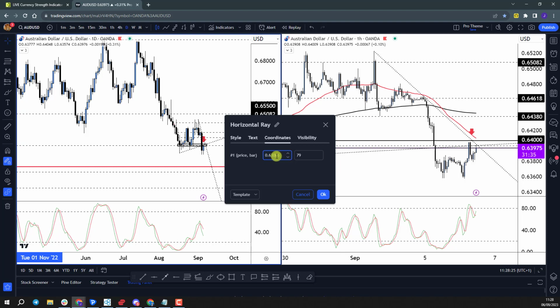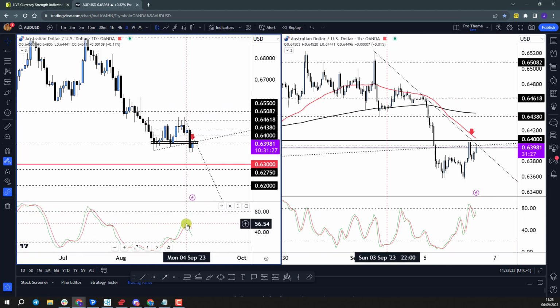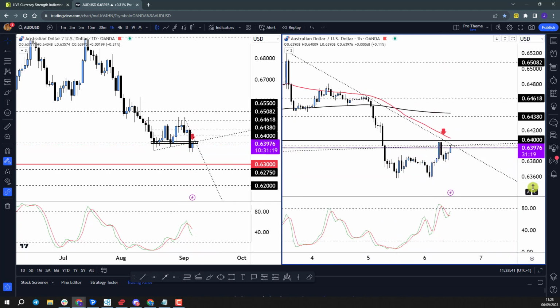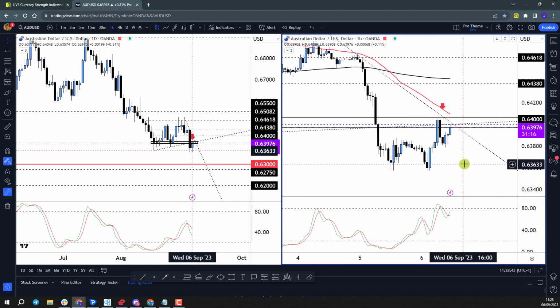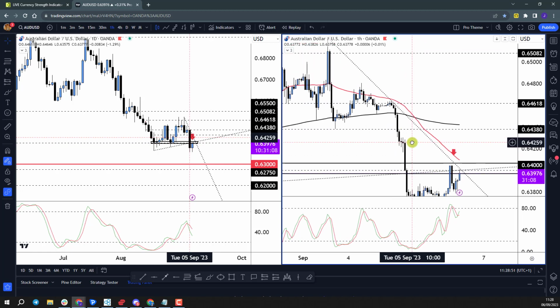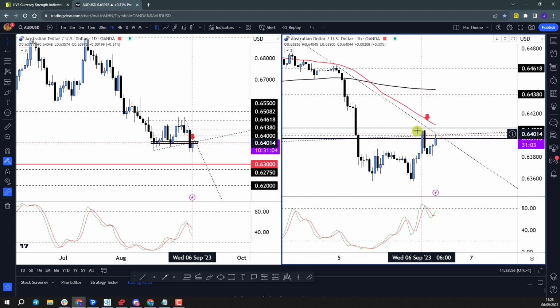If I just actually correct the coordinates here and click OK. So yeah, that's what I'm kind of looking for at the moment. If we look at the stochastic as well, we've turned back lower. That also looks to me like there could be some further momentum to the downside. Now, looking at the hourly chart here on the right hand side, we're below the 50 moving average, we're below the 200 moving average. We've got a nice trend line resistance coming through here as well, and the stochastic also turned back bearish. So that to me was enough for me to look for an entry criteria.